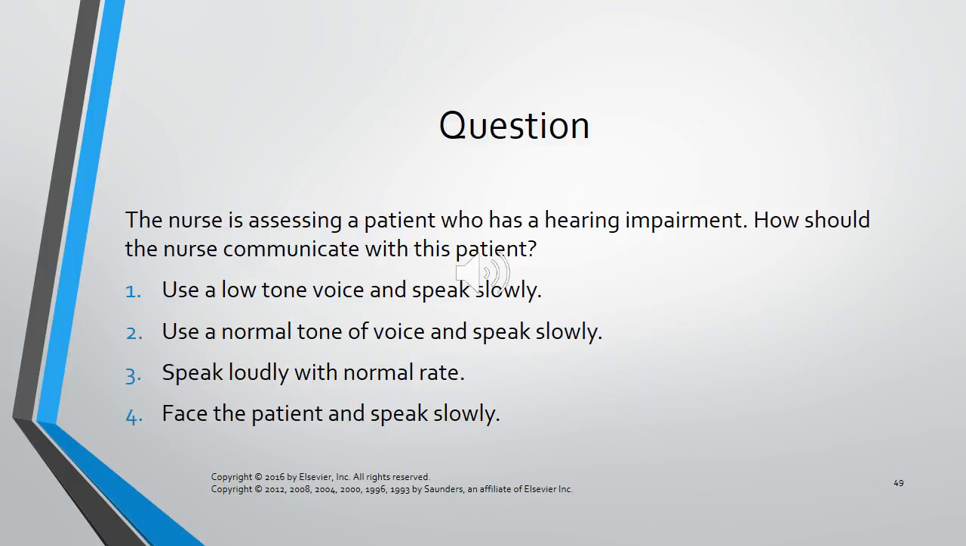The nurse is assessing a patient who has a hearing impairment. How should the nurse communicate with this patient? Number 1, use a low tone voice and speak slowly. Number 2, use a normal tone of voice and speak slowly. Number 3, speak loudly with normal rate. Or number 4, face the patient and speak slowly.